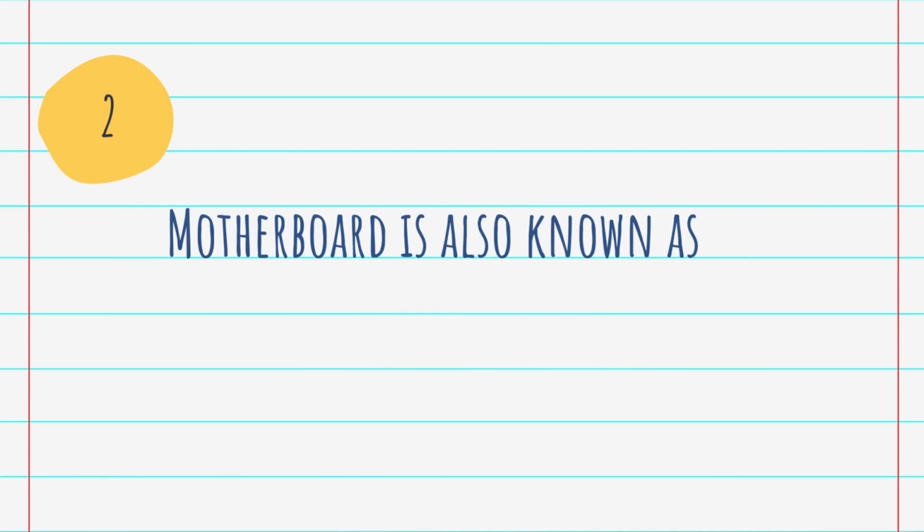Question number 2. Motherboard is also known as. Answer is mainboard. A motherboard, sometimes alternatively known as the mainboard, system board, planar board, logic board, or a MOBO.